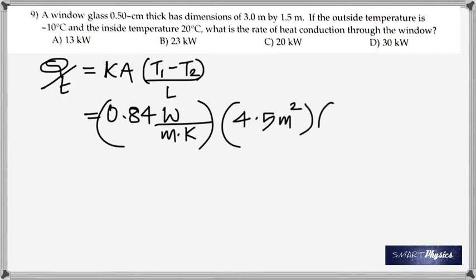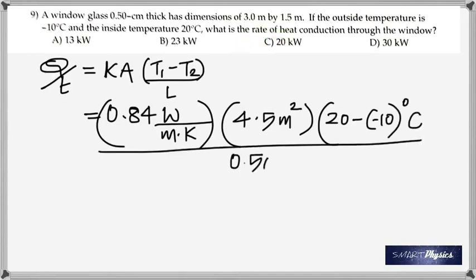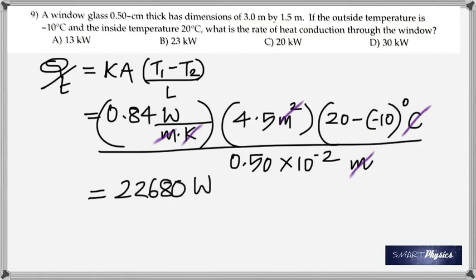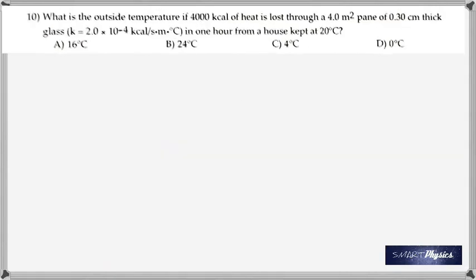T1 is the higher temperature, because heat always flows from the higher temperature side to the lower temperature side. Okay, so K of glass. And remember, the area is 3 times 1.5. That's 4.5. Got to be a little careful when you put the temperatures. 20 minus minus 10, alright? So that makes it 30. And obviously here the centimeters is changed into meter. You get 22,680 watts, which is 22.68 kilowatts.